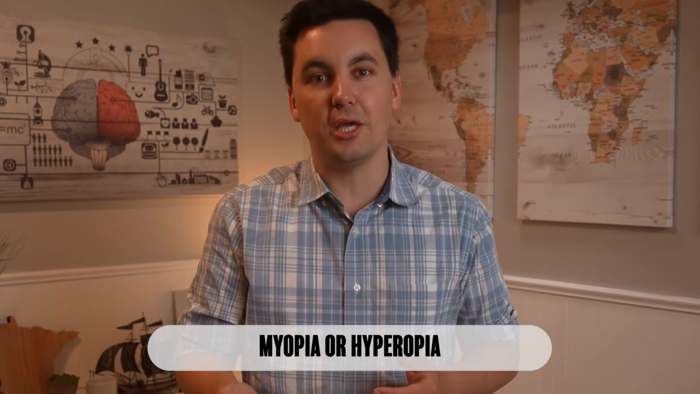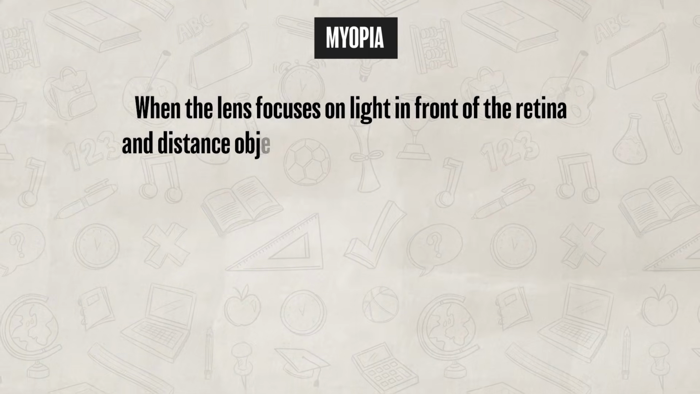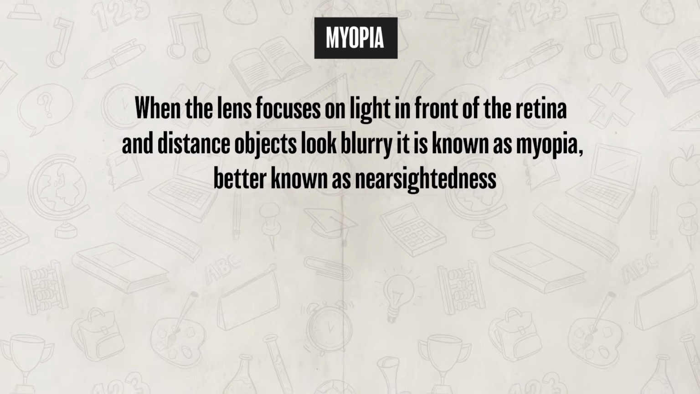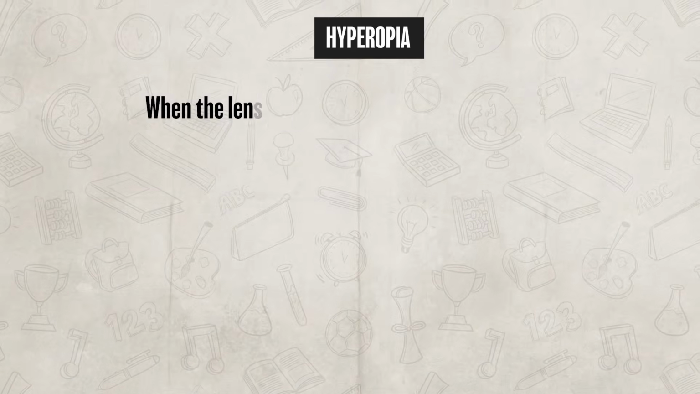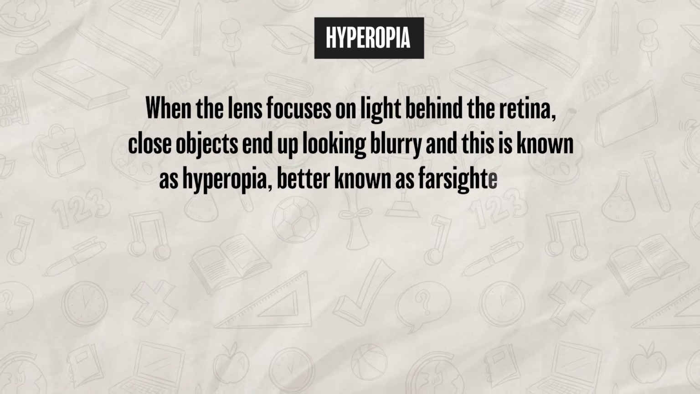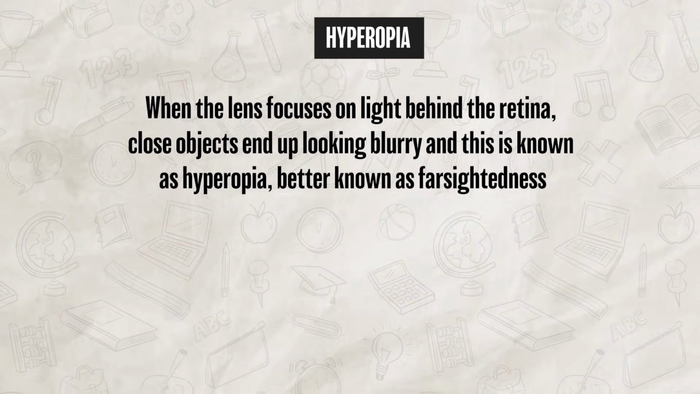Now, if the lens does not focus the light correctly, it can cause myopia or hyperopia. If the lens focuses the light in front of the retina and distant objects look blurry, it's known as myopia, better known as nearsightedness. But if the lens focuses the light behind the retina, close objects end up looking blurry, and this is known as hyperopia, better known as farsightedness. Just remember that nearsightedness happens when the lens focuses the image in front of the retina, while farsightedness occurs when the lens focuses the image behind the retina.